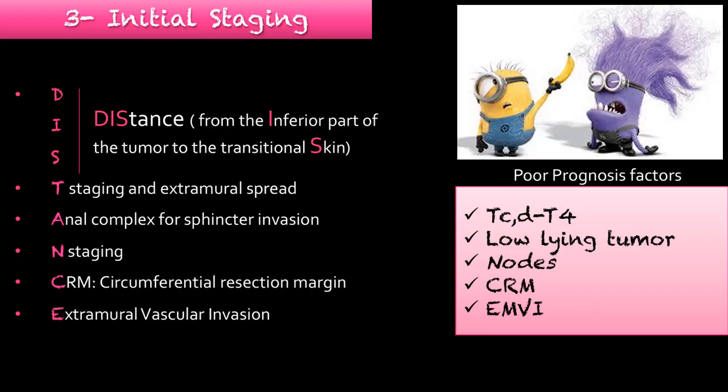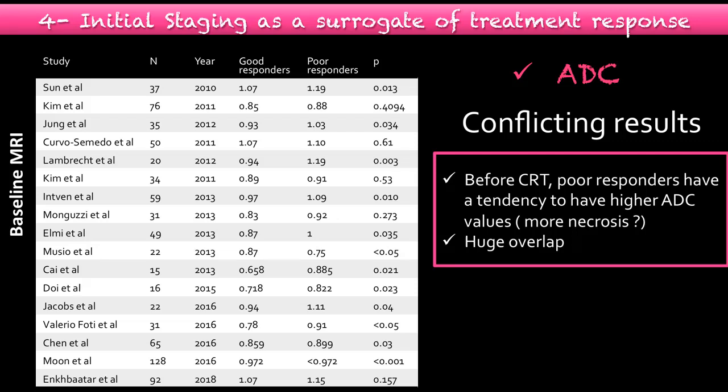So at the end, you will have your perfect protocol, perfect sequence with perfect structured reporting, which lets you differentiate between good prognosis factors and poor prognosis factors to help better select the patient for neoadjuvant treatment or surgery. But those are subjective qualitative features. Is there any new quantitative data which can serve at baseline as a surrogate of treatment response? So what about the ADC?